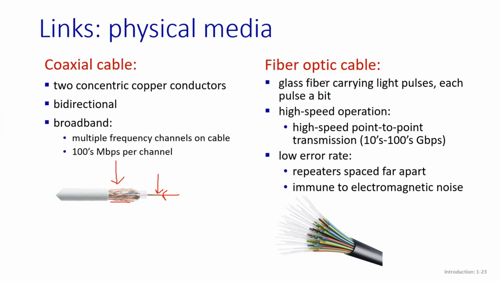And then we have fiber optic cable. They have glass fiber carrying light pulses, and each light pulse denotes a bit. It has a high speed operation. Fiber optic cables are very fast. They allow tens to hundreds of GB per second of data transmission rate, and we have a low error rate in the fiber optic cable. Repeaters are spaced far apart, and these optical fibers are immune to electromagnetic interference.